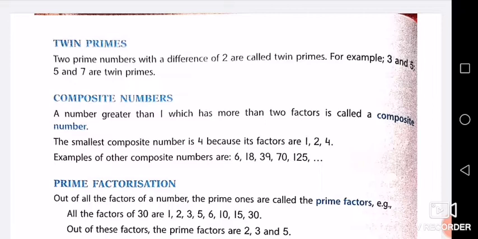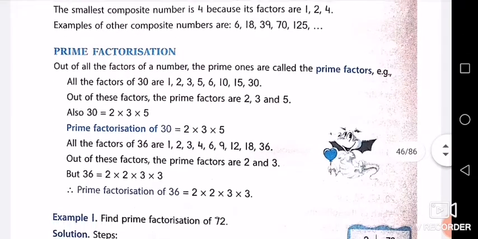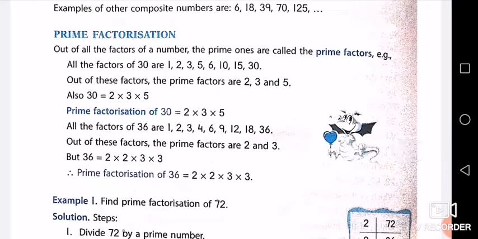Now come to composite numbers. A number, as I have told you just now, which has more than two factors is called a composite number. The smallest composite number is, yes, 4, because it has three factors, 1, 2 and 4. Now a few more examples have been given. Now we will come to prime factorization. What is prime factorization?